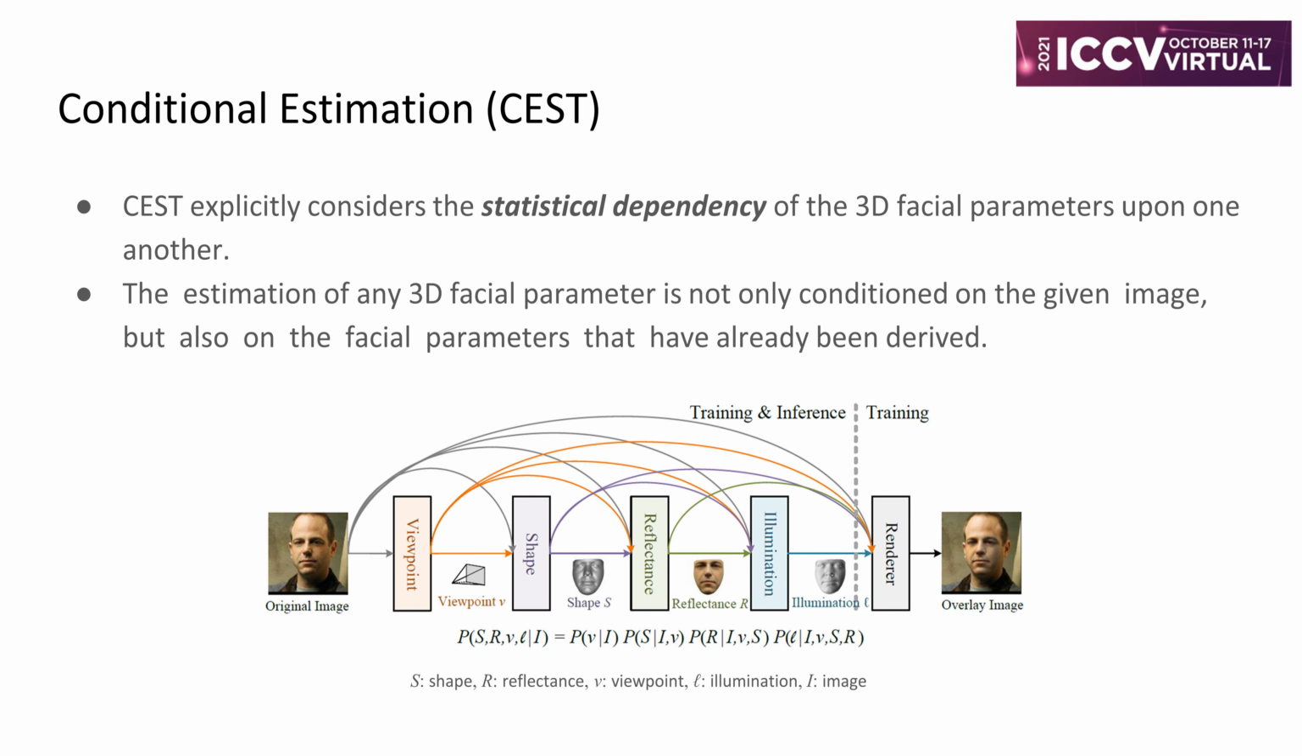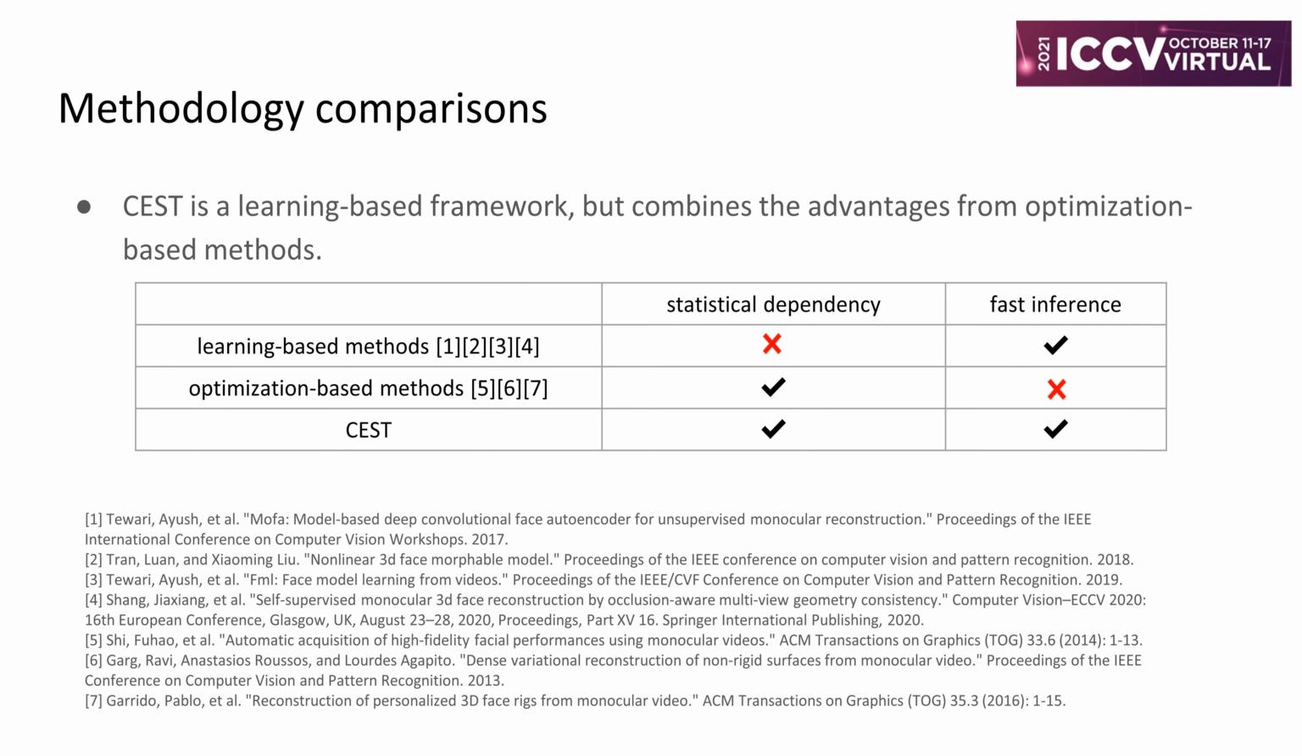Inspired by this, we propose a novel learning-based framework based on conditional estimation, which is also called CEST. CEST explicitly considers the statistical dependency of the 3D facial parameters, so that the estimation of any 3D facial parameter is not only conditioned on the given image, but also on the facial parameters that have already been derived. Here are the comparisons for two types of 3D face reconstruction methods. CEST combines the advantages from both.